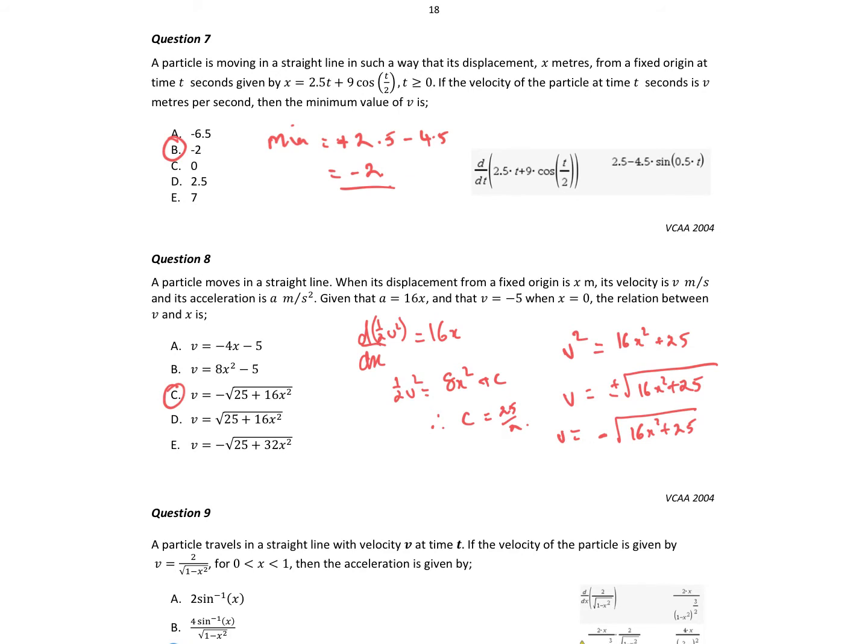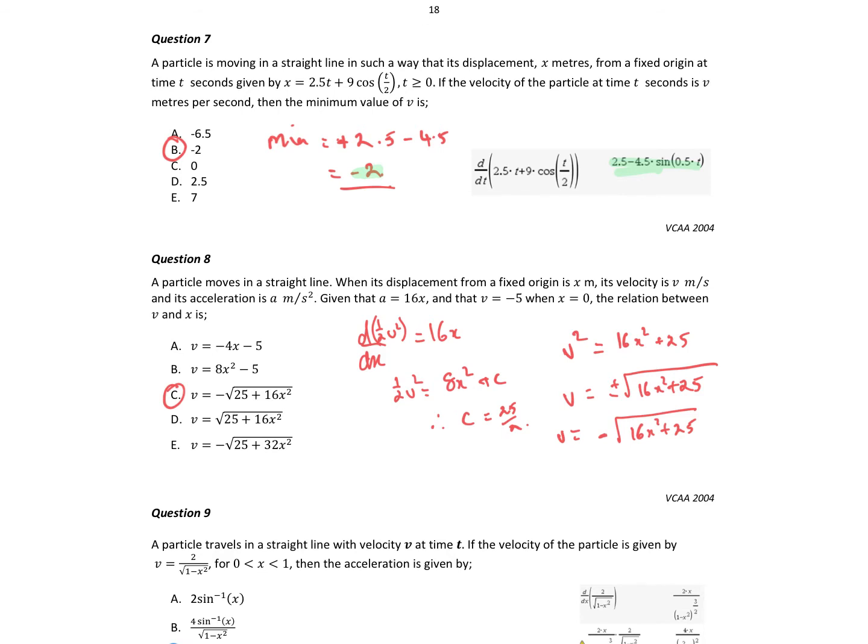A particle moving, again, x is equal to a velocity function, and we want the minimum value of v. So I guess we can work out the derivative, so v is equal to dx/dt. So we get 2.5 minus 4.5 sine, yeah? And when does that minimum value occur? When sine is equal to 1. So my minimum value is going to be 2.5 minus 4.5, which is equal to negative 2.